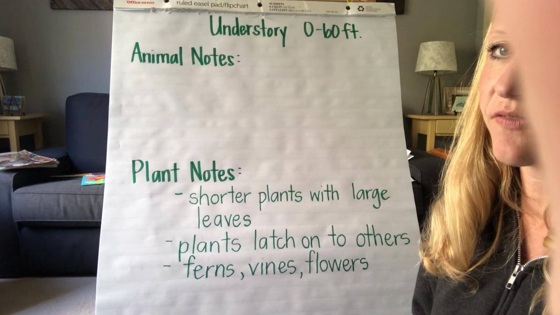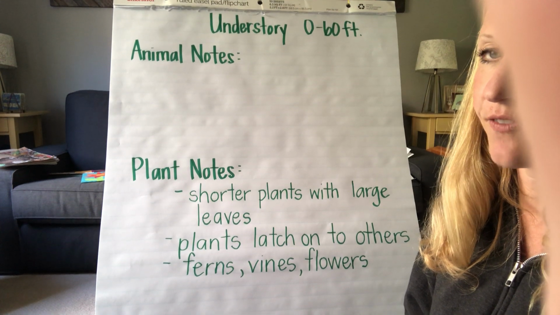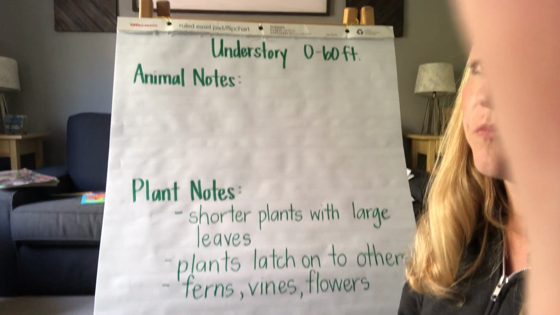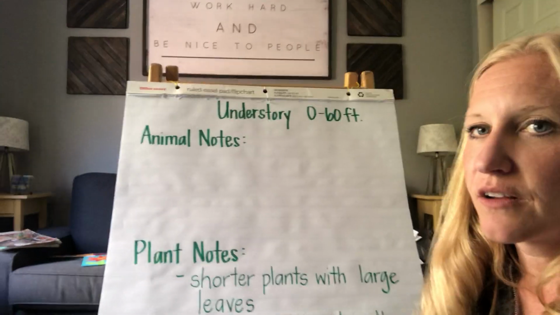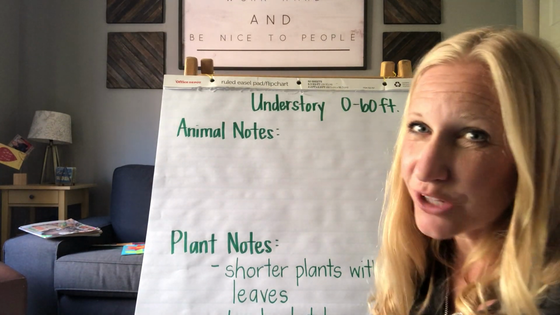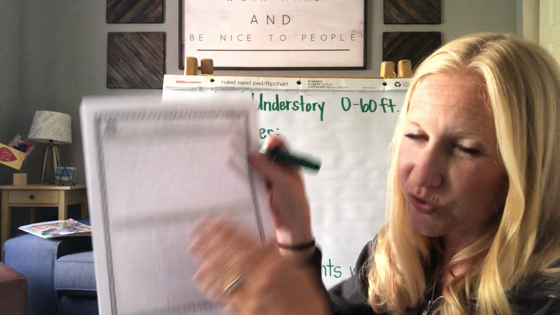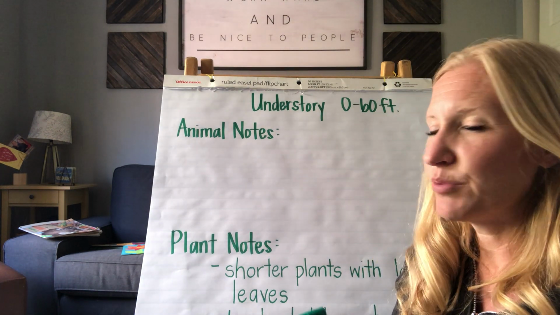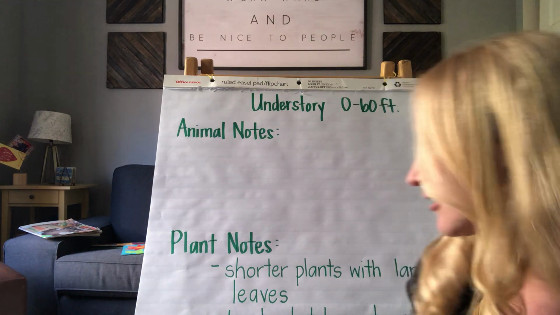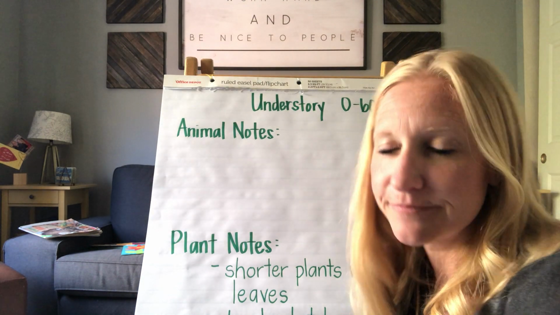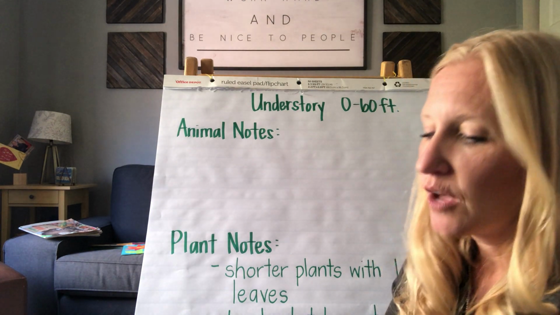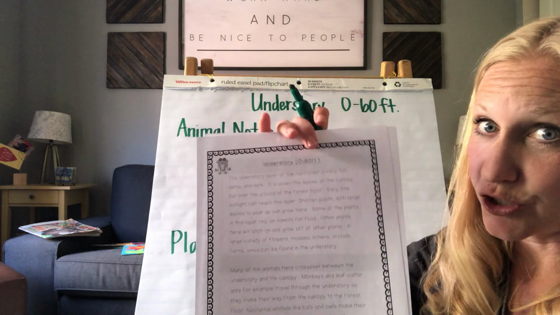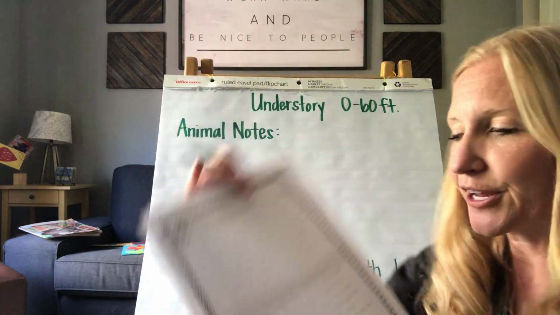Okay, ferns, vines, and flowers. So you can pause that if you need it. And remember, you can only write things that are in here. So you can't say, oh, well, I watched a show once and I saw a plant that had red spots, I'm going to write my red spot plant. It doesn't work that way. When you're doing nonfiction research, you have to use the words right from here.